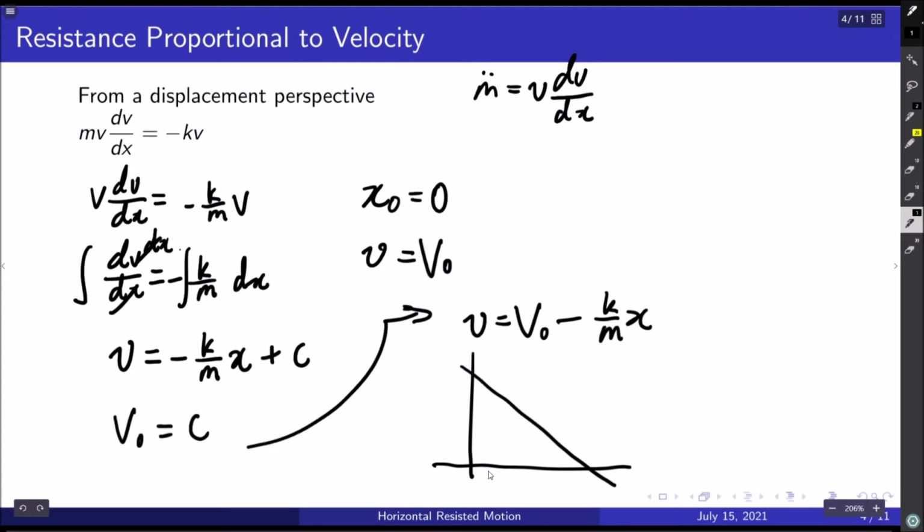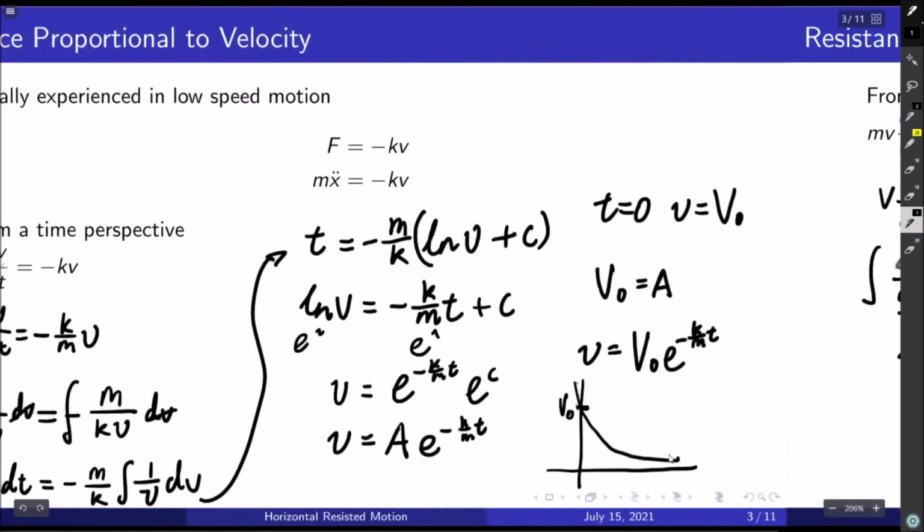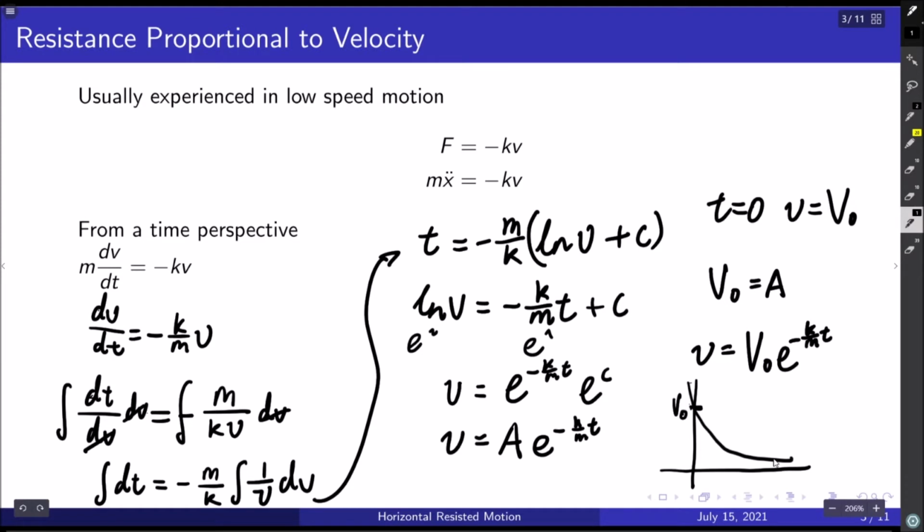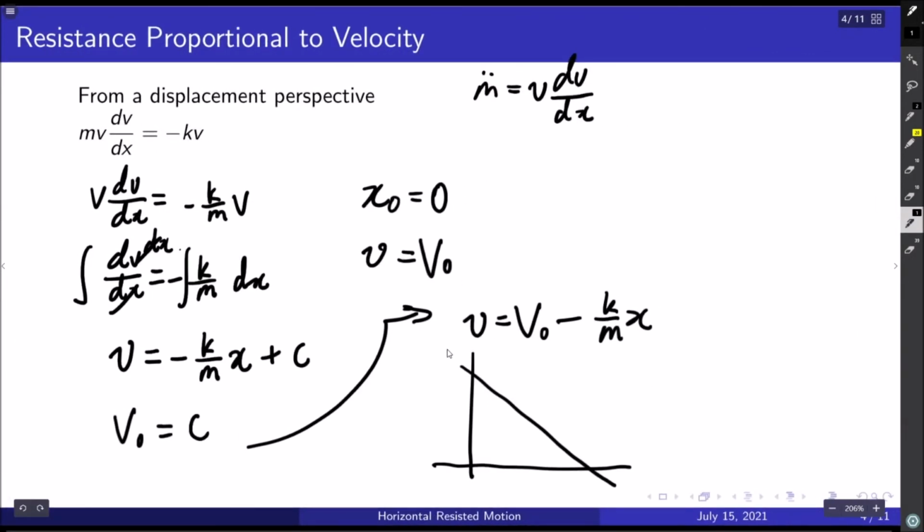So for each unit of distance traveled, the same amount of velocity is lost, giving us a linear decrease. Compared to the previous one, where velocity against time slows down exponentially, against displacement v decreases in a straight line. Yeah, that's pretty straightforward. Now let's look at what happens when resistance is proportional to the square of the velocity.